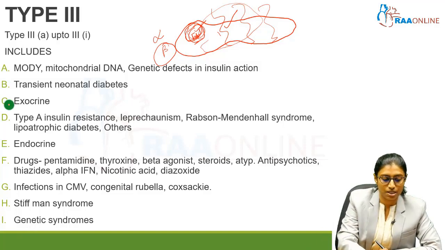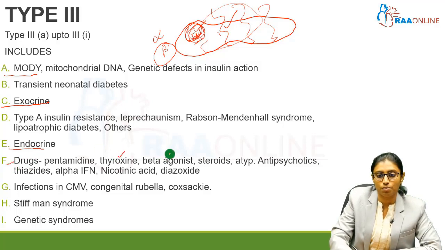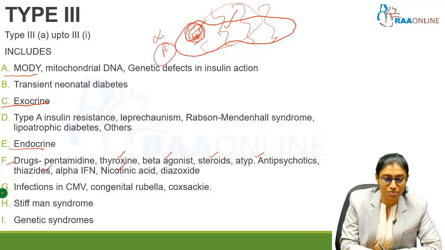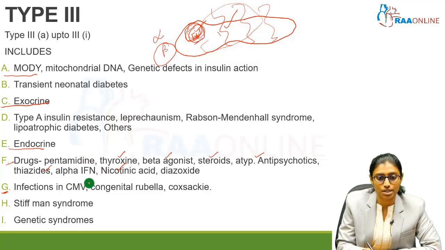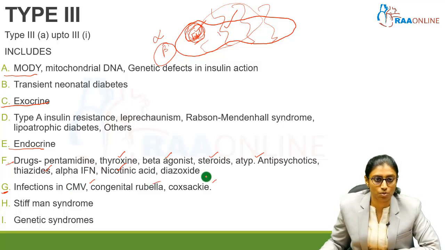What you can remember is type 3C, or exocrine pancreas. Type A, importantly remember about MODY. Type 3E, E for endocrine. Type 3F, drugs. Importantly thyroxine, beta agonists, steroids, nicotinic acid and your atypical antipsychotics. Thiazides are another important class of drug. Routinely we are using thiazides in treating heart failure or in people with volume overload. So such people are prone to develop disturbances in glucose metabolism. Type 3G is infection. All your viral infections, cytomegalovirus, congenital rubella and Coxsackie virus. These are the important things you should remember in this.